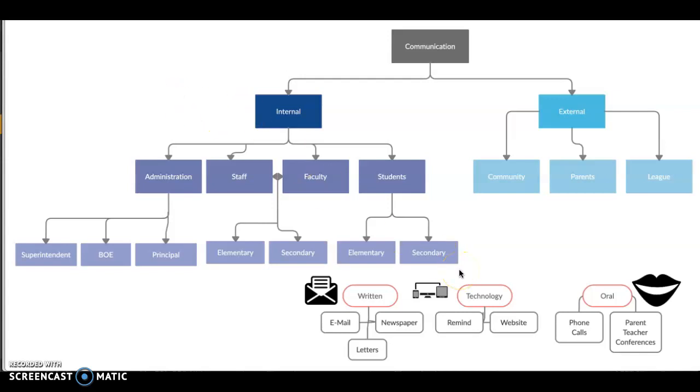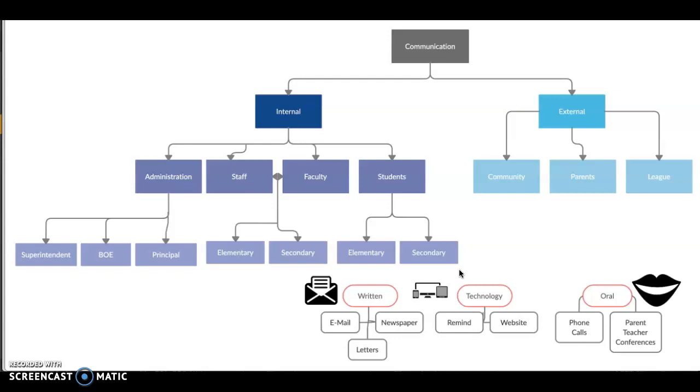Technology, we use the Remind app, which has received mixed reviews from us. It's not very easy to use in comparison to how School Way used to be, and our school website also is not as well done as it once was. And then our oral communication would be any phone calls for students that we're having troubles with, and parent-teacher conferences, as well as just those general communications that we have when we meet up with a student's parent out in public.